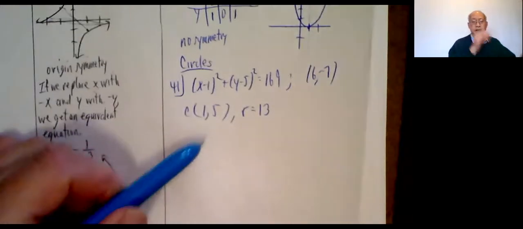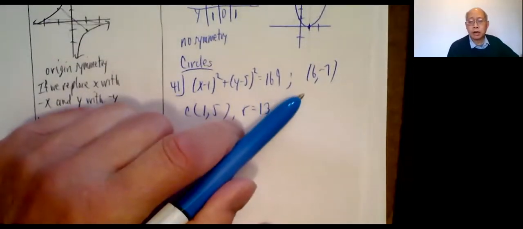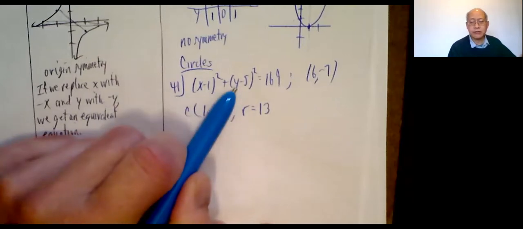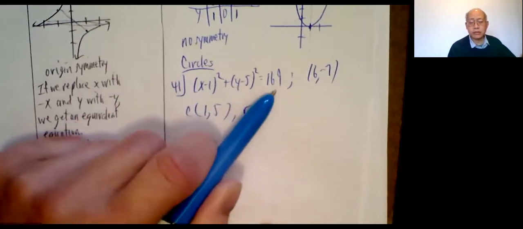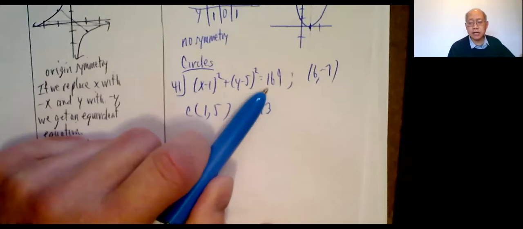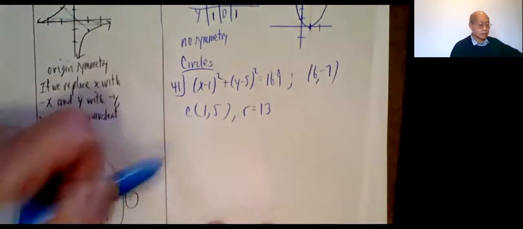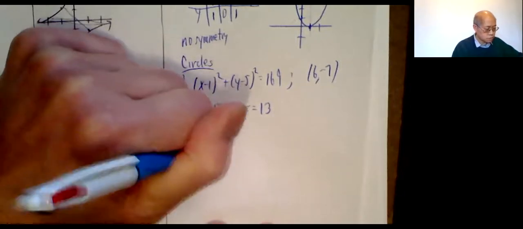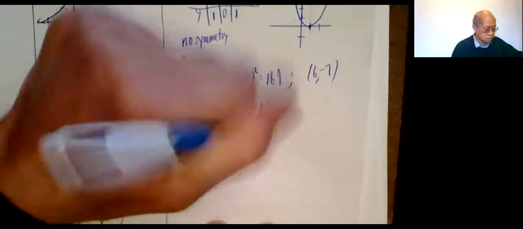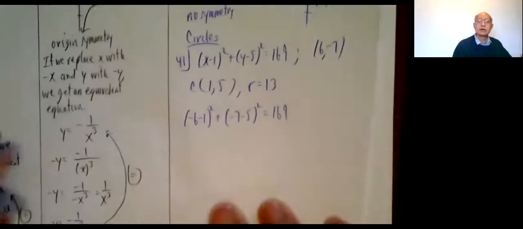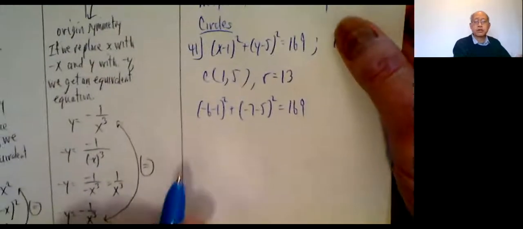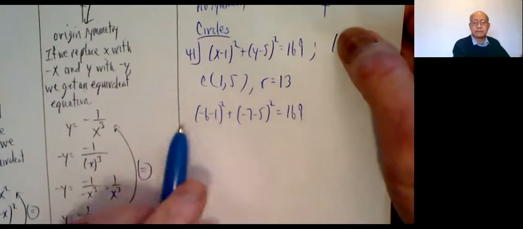That's it. Now, is this point on the circle? So I just plug in 6, -7, grind it out, see if I get 169. So if I get 169, the answer is yes. If I don't get 169, the answer is no. Okay, so put -6 here. Change y to -7. Oh boy, they're all negative. Well, that's the way it goes. Fortunately, when you square it, it's positive anyway, right?